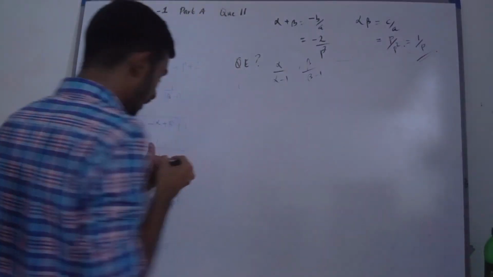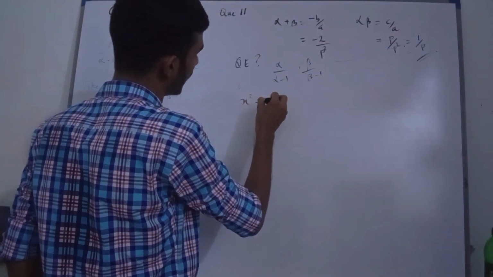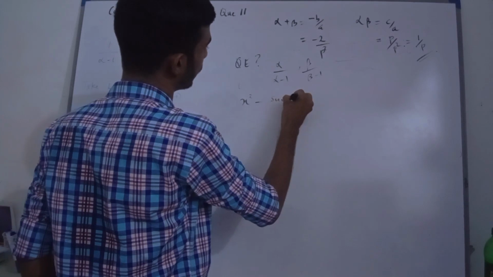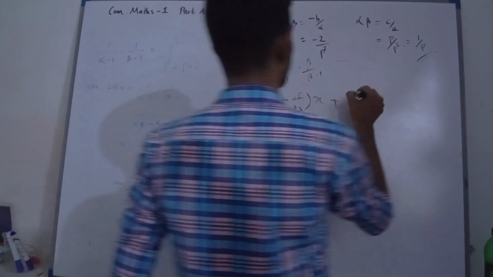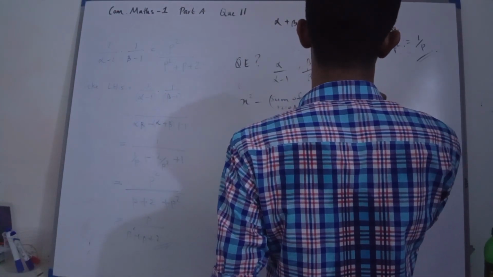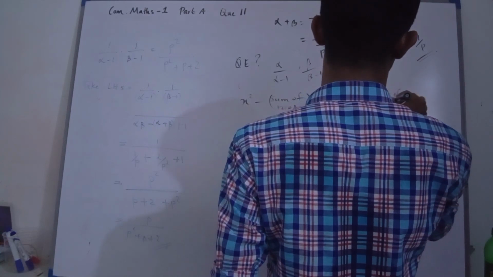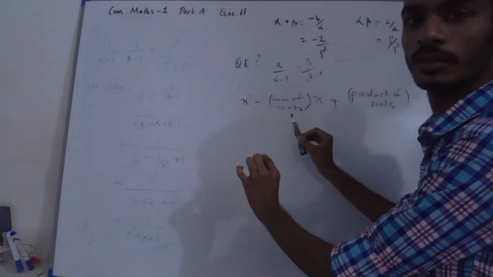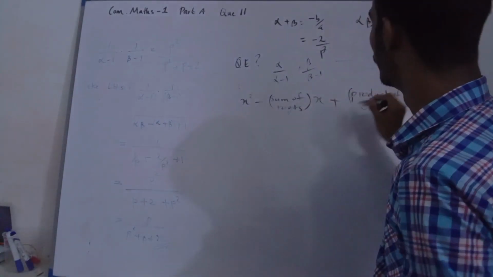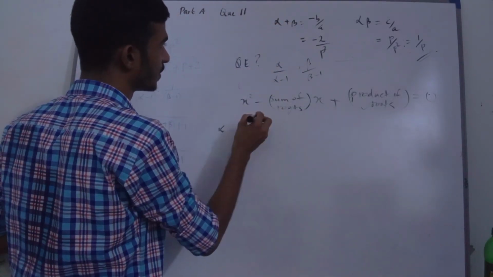For finding the quadratic equation having roots alpha and beta, it is x squared minus (sum of roots) into x plus product of roots is equal to 0. So this is what I have to write. I need this and this. The sum of roots is equal to this plus this, so I have to find these two separately.